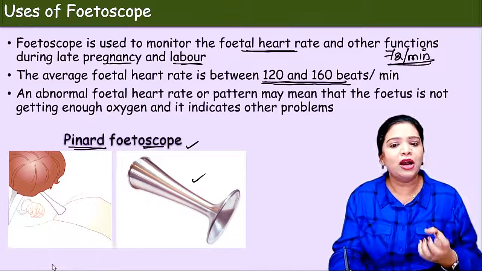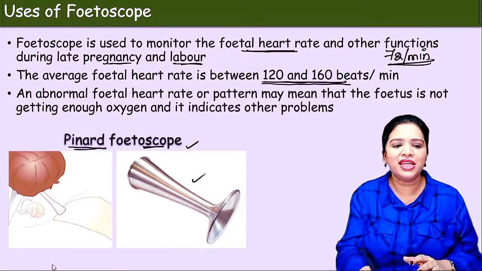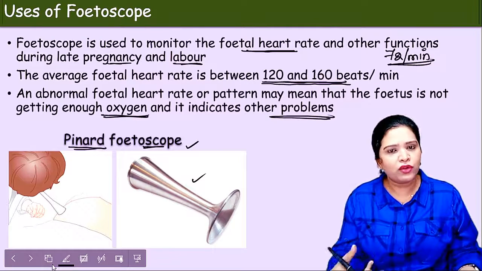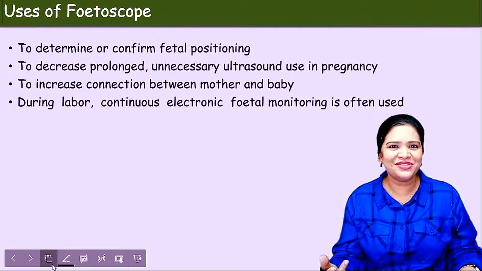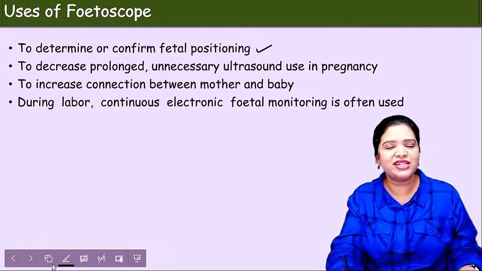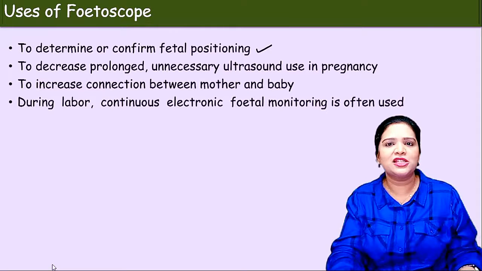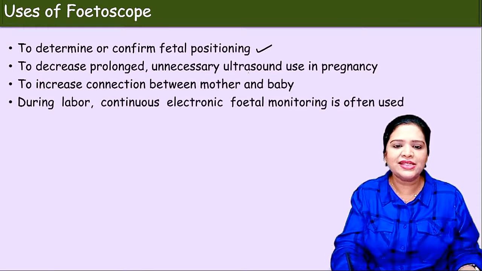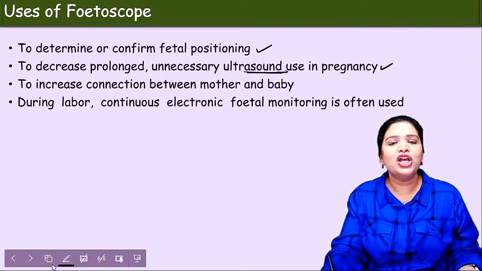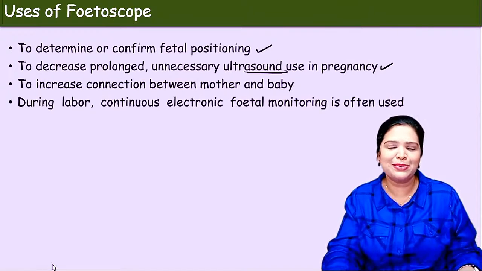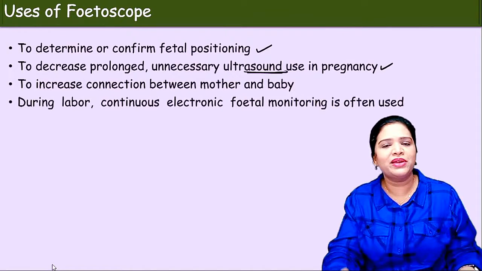If there is any abnormal pattern, high or low, in this heartbeat, then it may indicate that the baby is not having enough oxygen supply, or any other problem. So to understand this heartbeat, we use this fetoscope. What are the uses of the fetoscope? It is used to determine or confirm the fetal position, that is, where in the uterus the fetus is present and where the heart is located, and to decrease prolonged unnecessary ultrasound use in pregnancy. Before using ultrasound scanning to detect the fetal position, we can use this as a preliminary technique. If it is then needed, we can go for ultrasound scanning.